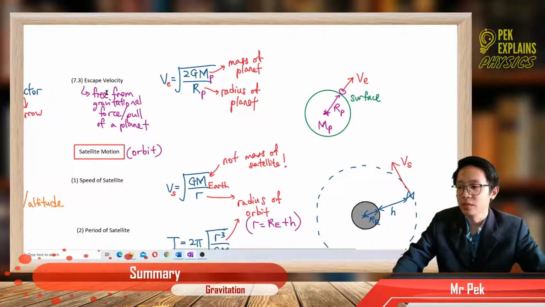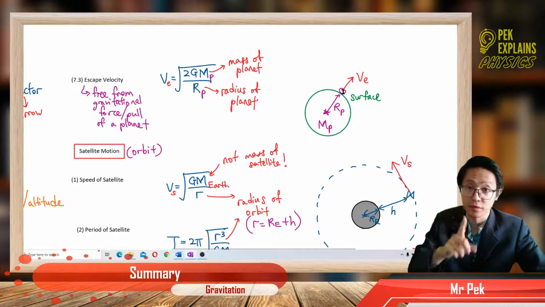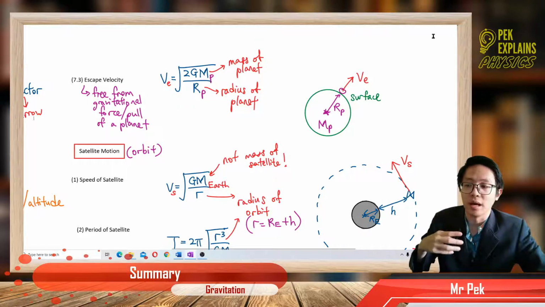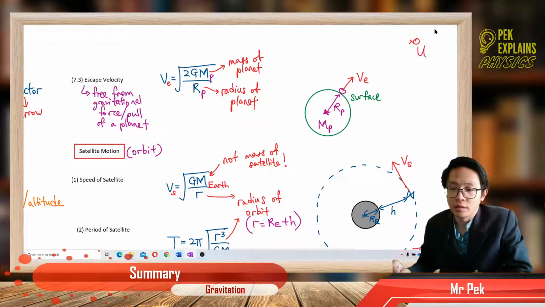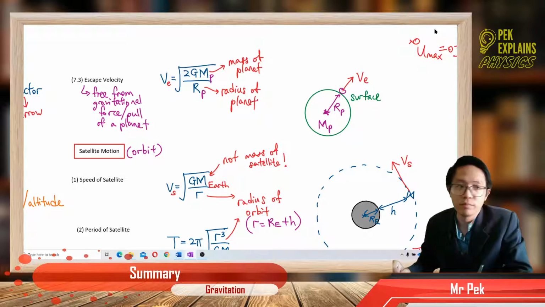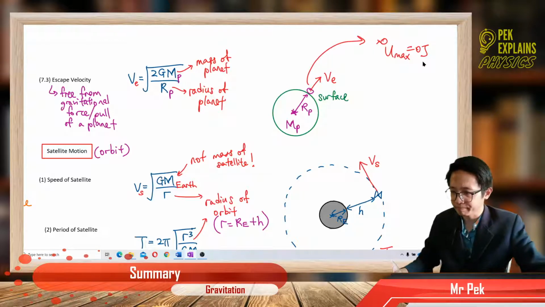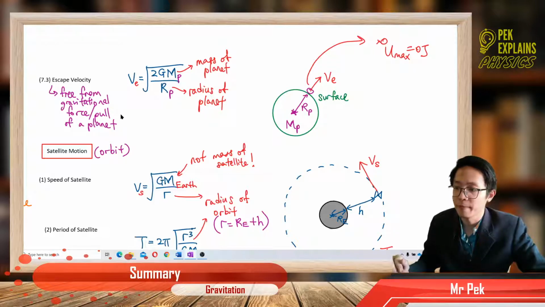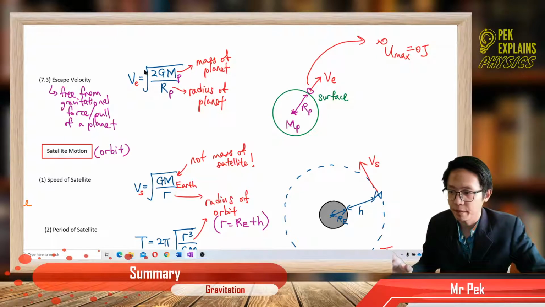Remember, escape velocity is you want to escape from the surface. You start from the surface. You jump with escape velocity until you become U equal to 0, until you reach here, U max, U equal to 0. From here go to here. Here you are free from gravitational force or gravitational pull. That's called escape velocity. To calculate escape velocity, the formula is square root of 2GM over radius.